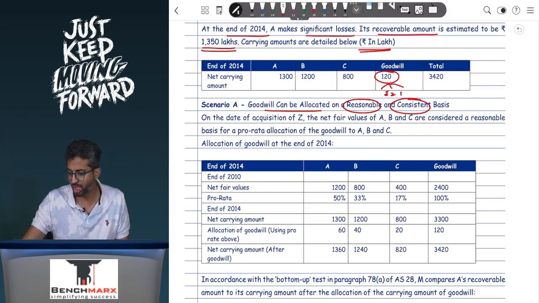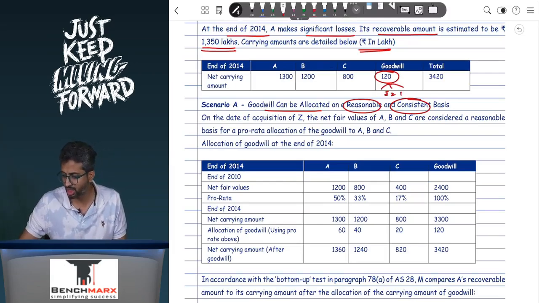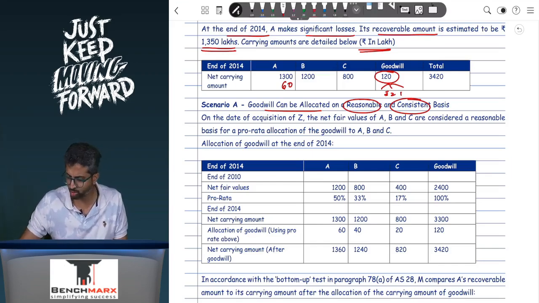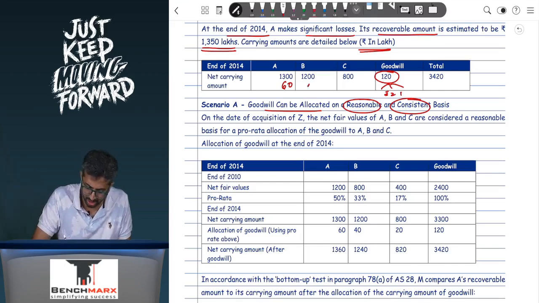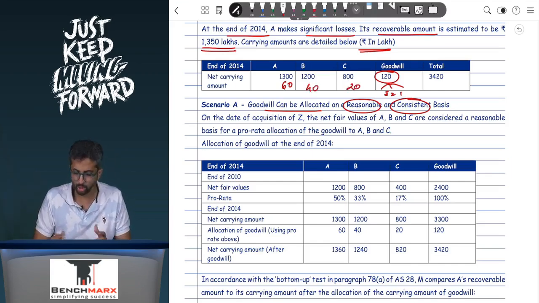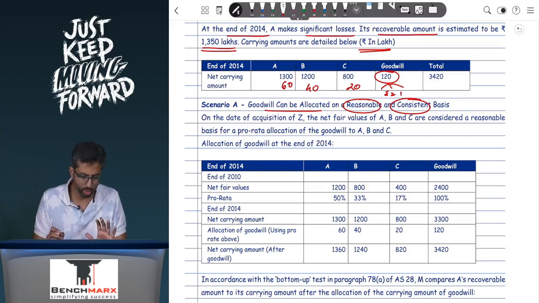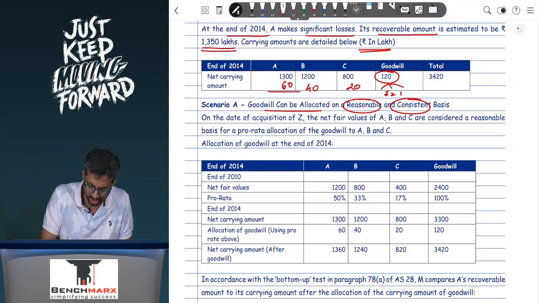Now basically 120 divided by 6 into 3, that comes to around 60 rupees attributable to A. B and C also will have something attributed. So this is 120 divided by 6 into 2, maybe 40 is attributable to B, maybe 20 of this goodwill is attributable to C, but impairment indicator is existing only in A, and hence you will do the workings only for A. So for A, the carrying value including goodwill is 1360.